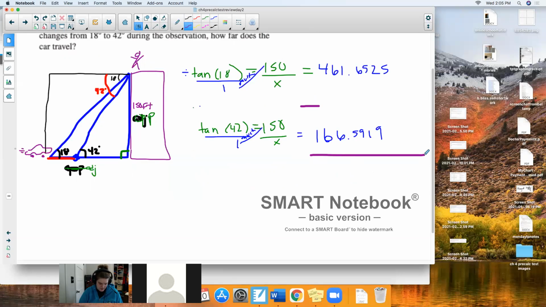So 461.6523, oh, 25, minus the other guy is 295.0606 feet. Woohoo. That's what it's traveled. Clearly not to scale.